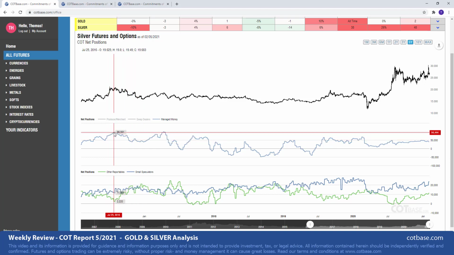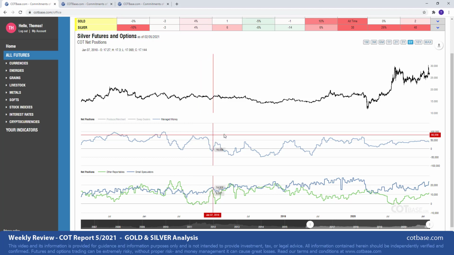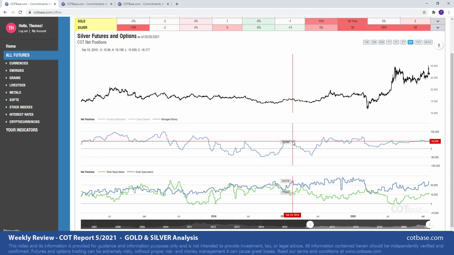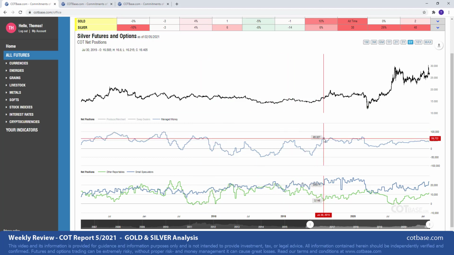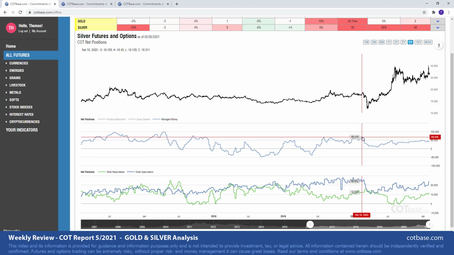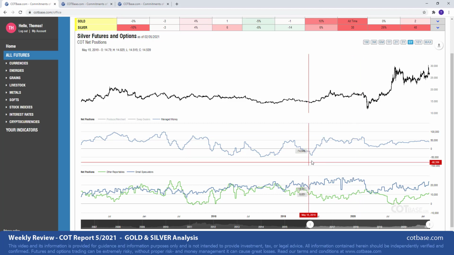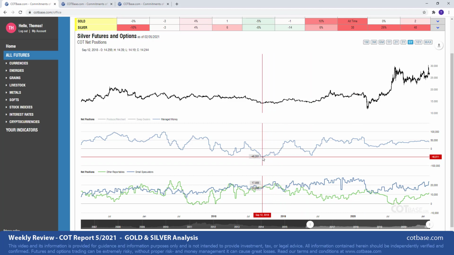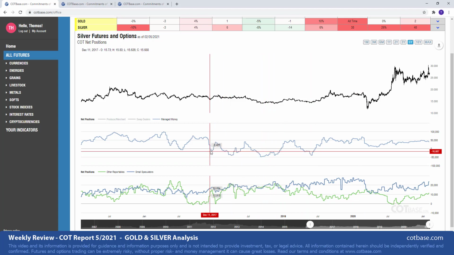Just focus on managed money for a second, and you can see that basically when managed money is heavily net long, that sort of coincides with a top in the market. It's not always that obvious to see, but if you look carefully, you can see a correlation between managed money being heavily net long, or the other case, heavily net short for that matter. That usually coincides with a bottom in the market. That is not the case right now.